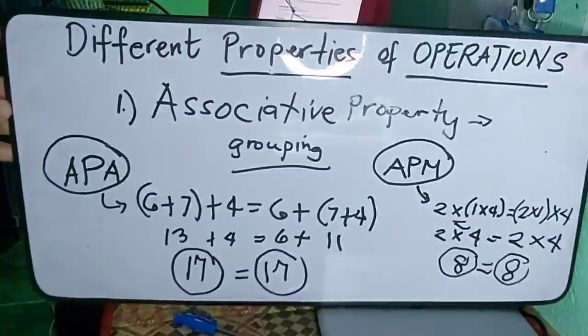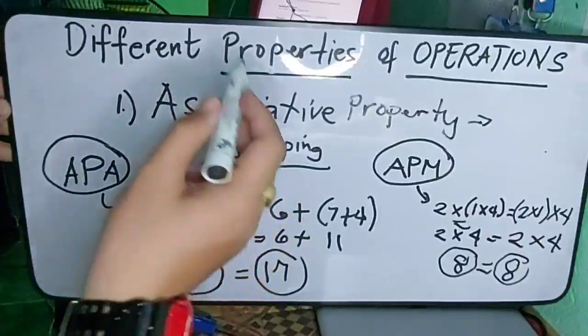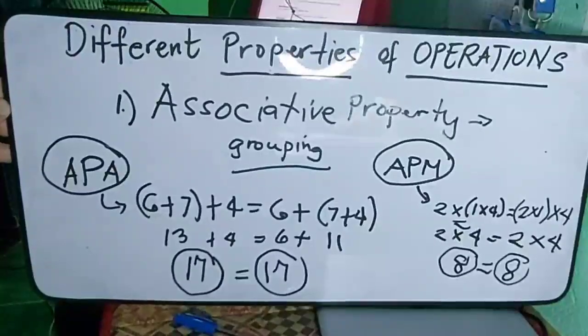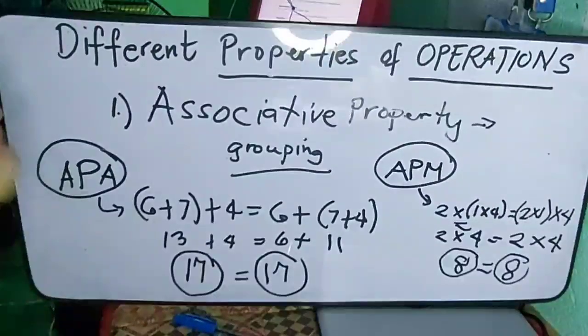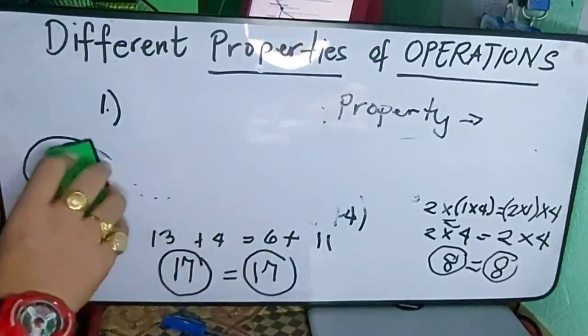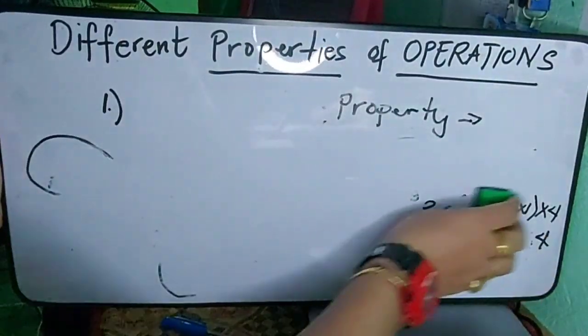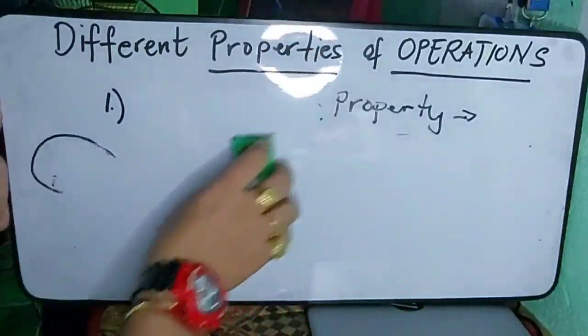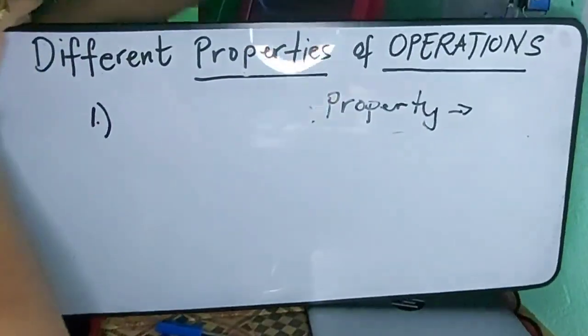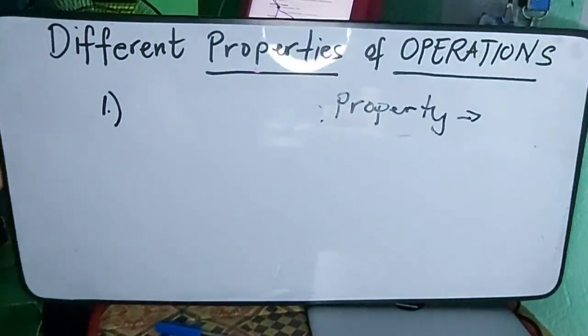Again, associative property states that the grouping of the addends or the factors does not affect the result. Okay, did you get it? Very good. So, let's continue to the next property. What is the next property of operation? That is very important to know, that we are going to apply in performing the operation on integers.